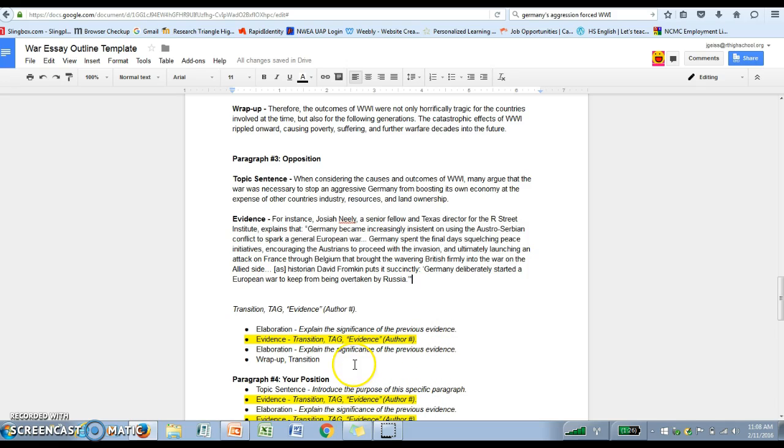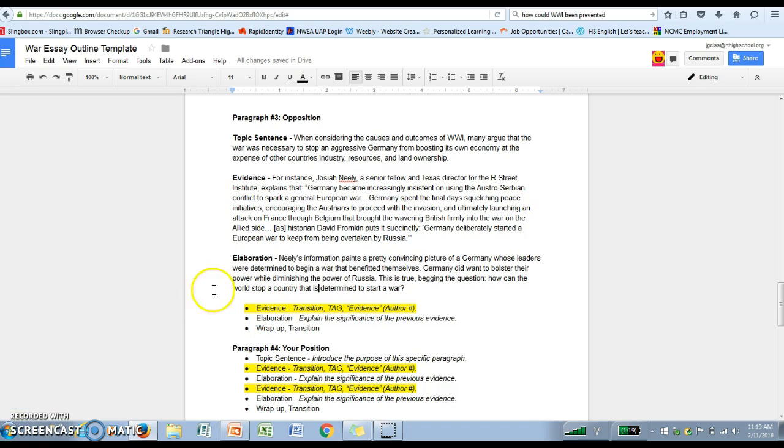So now that we have our first piece of evidence, let's talk about the following elaboration. So let's take a look at our next piece of elaboration. Remember that the purpose of the elaboration is to directly explain why the evidence previously stated is significant. So the elaboration reads, Neely's information paints a pretty convincing picture of a Germany whose leaders were determined to begin a war that benefited themselves. Germany did want to bolster their power while diminishing the power of Russia. This is true, begging the question, how can the world stop a country that is determined to start a war?